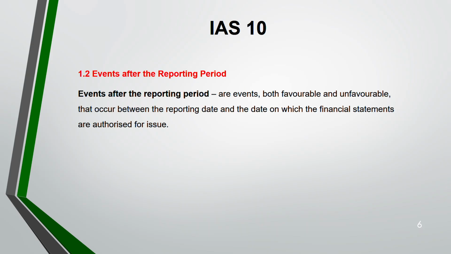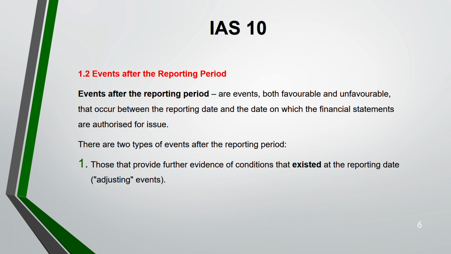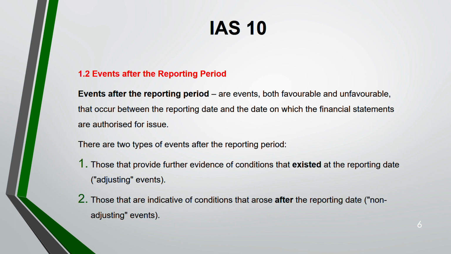Now, events after the reporting period could be both favorable and unfavorable that occur between the reporting date and the date on which financial statements are authorized for issue. There are two types of event: adjusting and non-adjusting. Very important in your exam, when you are given an event, to identify whether it's an adjusting or non-adjusting event. If it's an adjusting event, you have to adjust wherever the impact falls. If it's non-adjusting, you have to disclose.